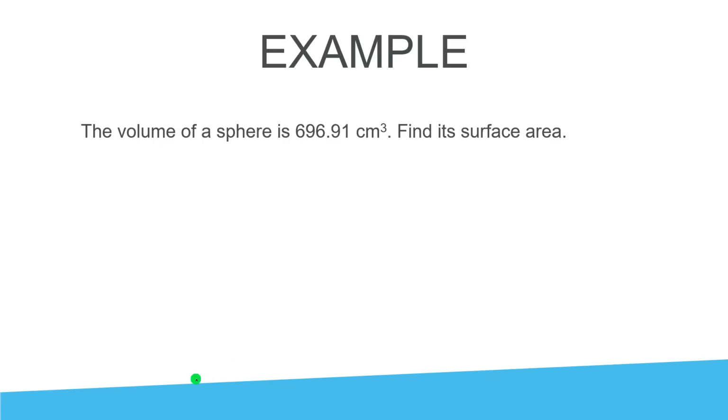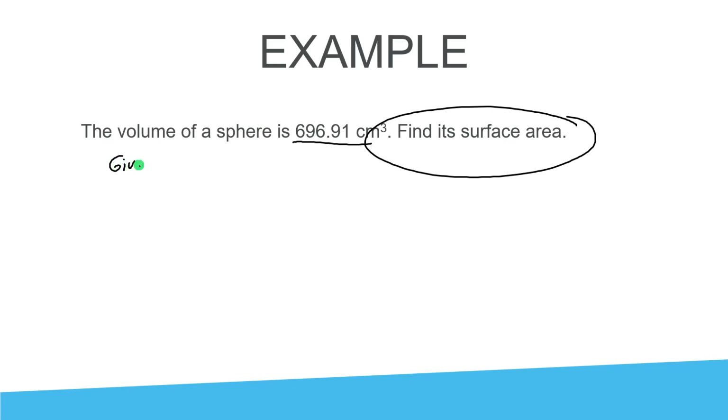So let's solve this example. Let's compute first the volume of a sphere, which is 696.691 cubic centimeters. What will be the equivalent surface area of that sphere? So we have a given volume of the sphere. From the volume, using the formula for the volume of the sphere, we will be able to determine the radius.